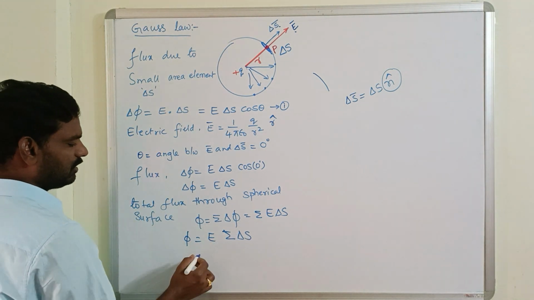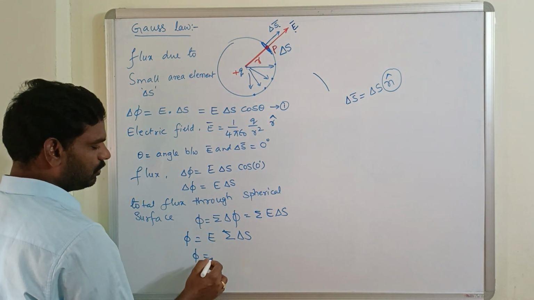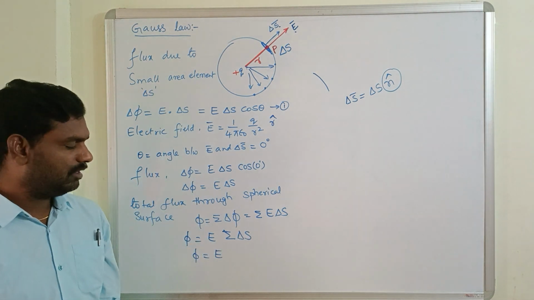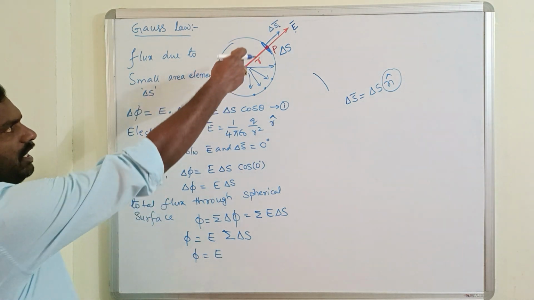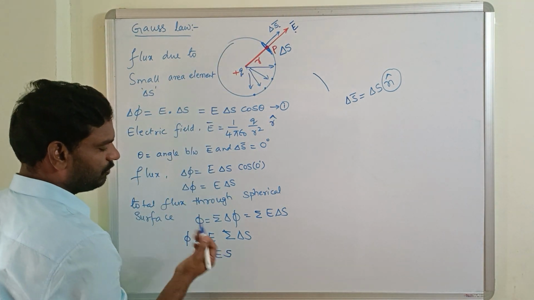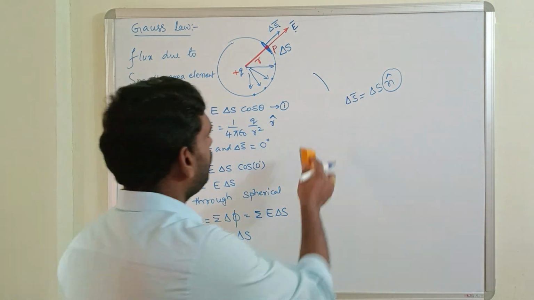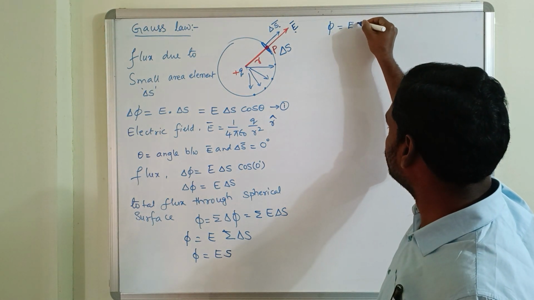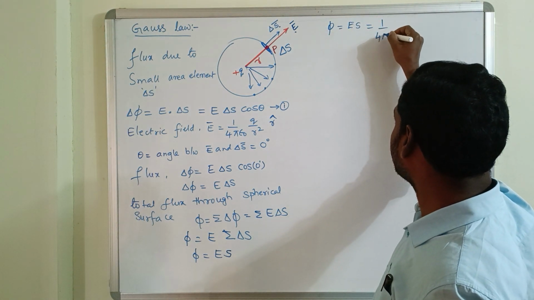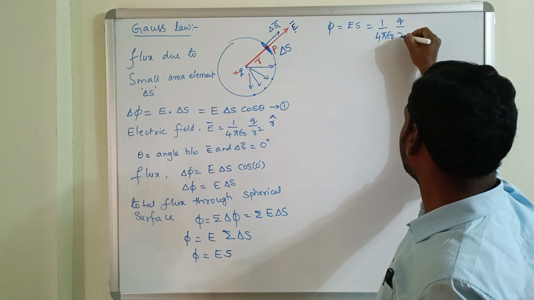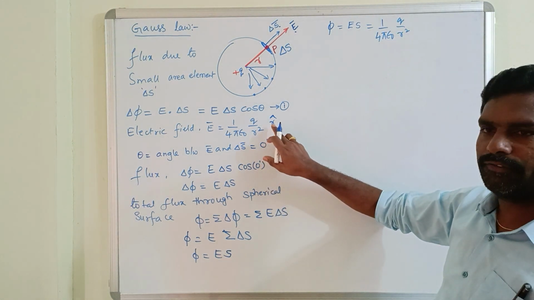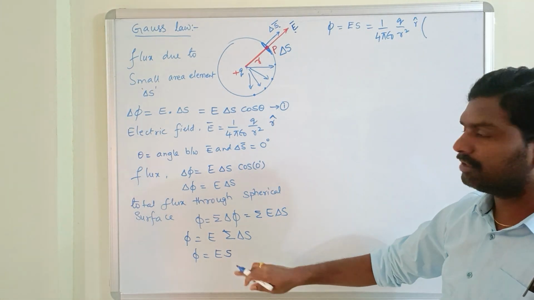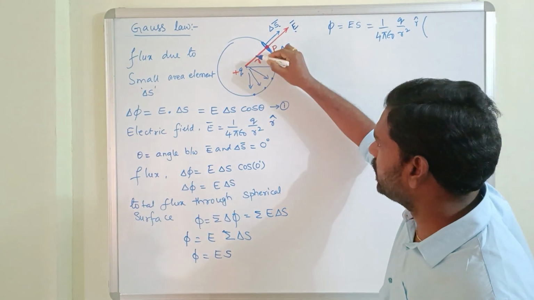So E into delta S. The summation of all area elements is nothing but the total area of the sphere. So the total flux phi is equal to E into S. E is nothing but 1 by 4 pi epsilon naught Q by R square, with its direction along the radial direction, into S. S is nothing but the surface area of the sphere with radius R.